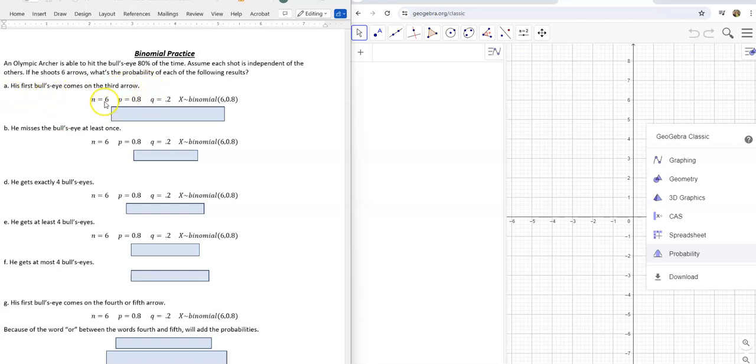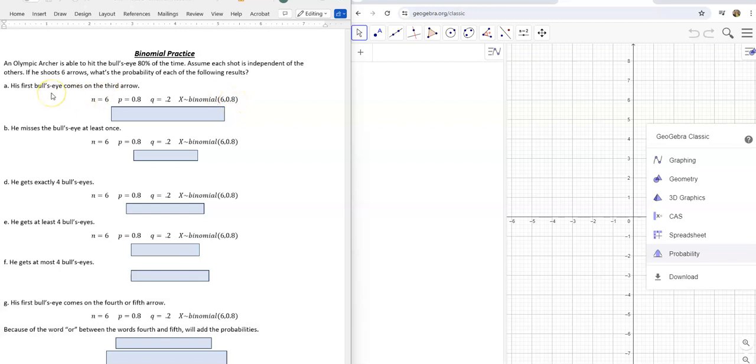Just looking at our notation here, our n is 6 because he's shooting 6 arrows. P, probability of success, is 80% or 0.8. And remember, P and Q have to add up. This is probability of success, this is probability of failure. So we have 0.2 and 0.8 because they add up to 1. You always just take 1 minus P to get Q. And then this notation is showing you that we're using our probability of success, defined by a binomial model where n is 6 and the probability is 0.8.